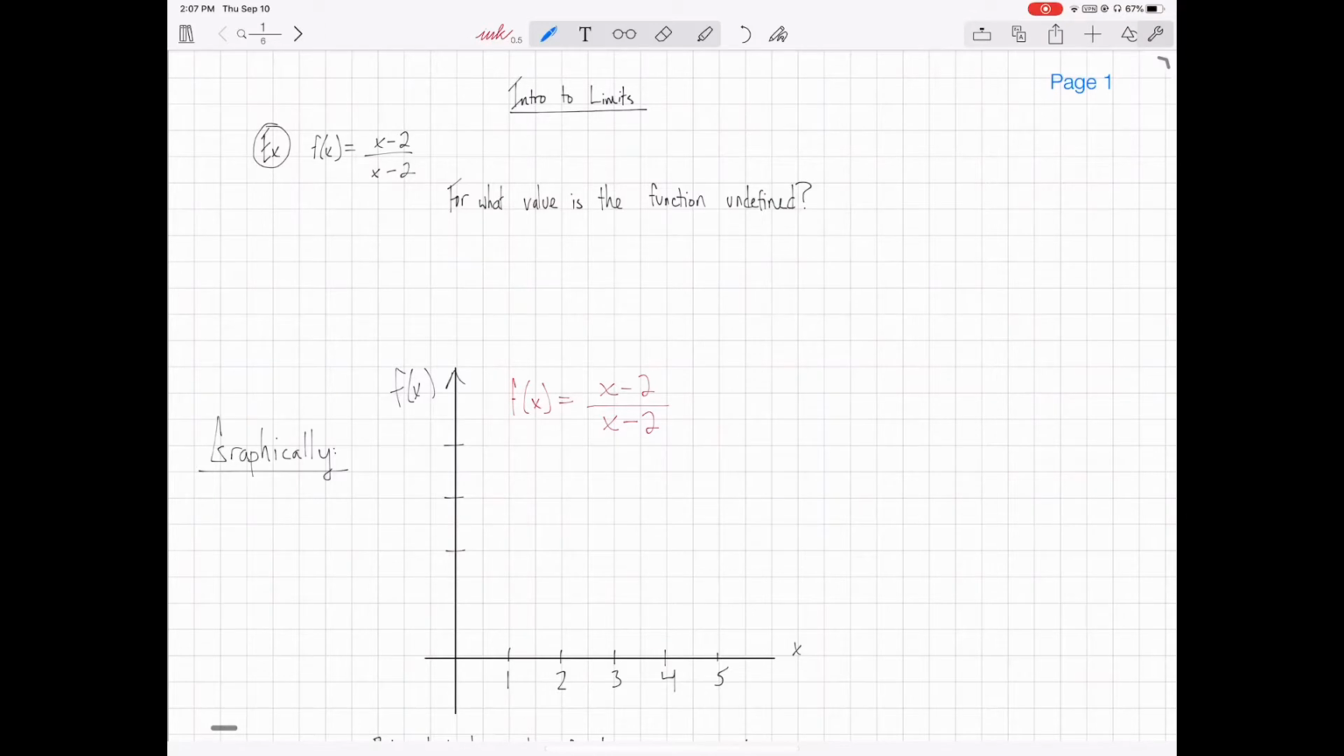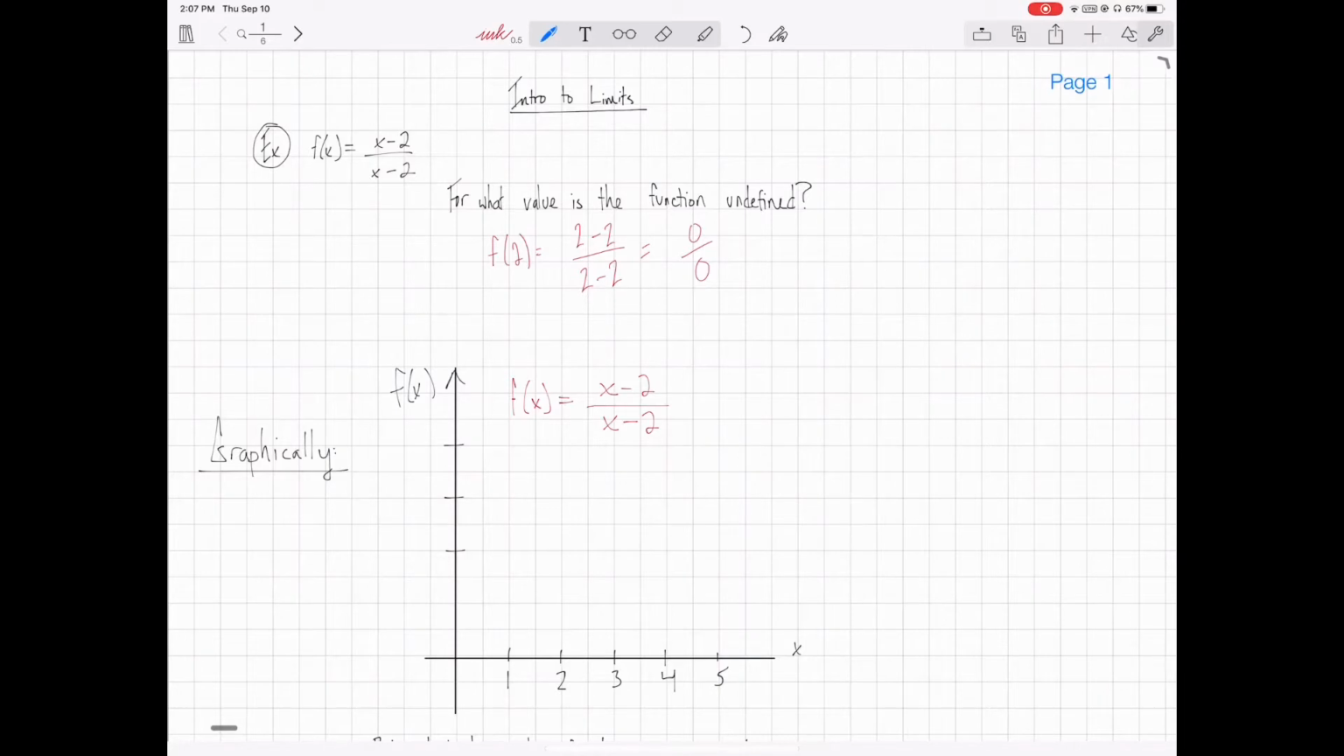The function given is x minus 2 divided by x minus 2. And the question written there is, for what value is the function undefined? Well, it's undefined when the denominator is 0. So I would say at f of 2. Because at f of 2, we get 2 minus 2 divided by 2 minus 2, which gives us 0 over 0.